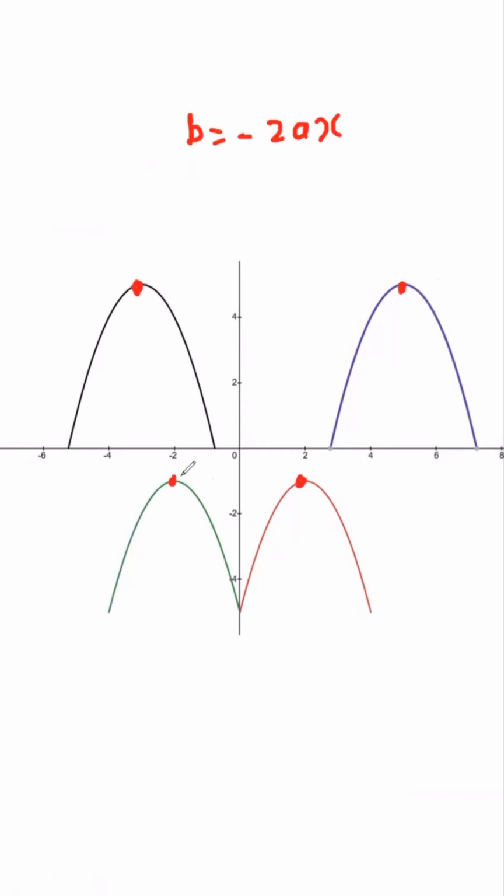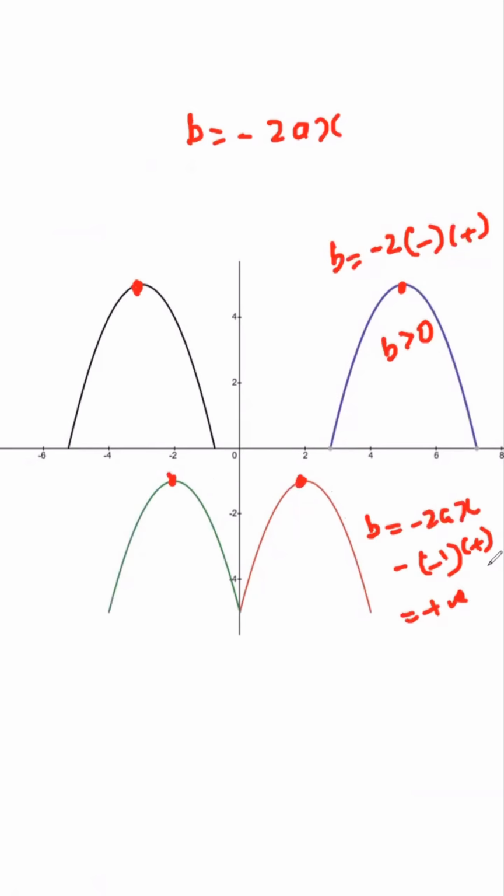Now here x is positive for this one, and x is positive for this one. X is negative for this one, because they are on the left hand side of the graph. So for the first one, the blue graph, X is positive and A is negative. So B would be negative 2 times A, which is negative here because the parabola is downwards, and X is positive here. So overall, the sign of B will be positive. So you can say B is greater than 0.